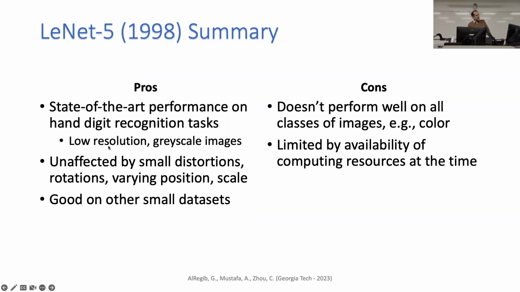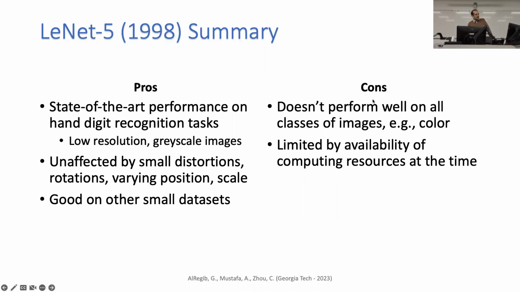Nevertheless, it's really limited to grayscale images, very low resolution. I mean, the input is 28 by 28 pixels, right? So it cannot handle really large images. It was robust to distortion and rotations, varying position and scale, so that was a good contribution. And overall, people tried it at the time on many different datasets, small datasets, grayscale datasets, and it worked very well throughout all the datasets.